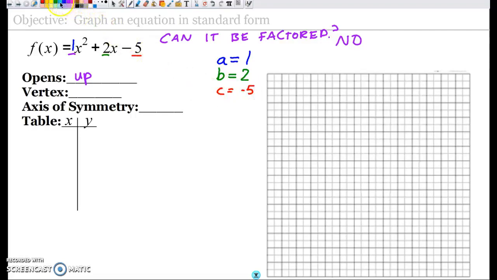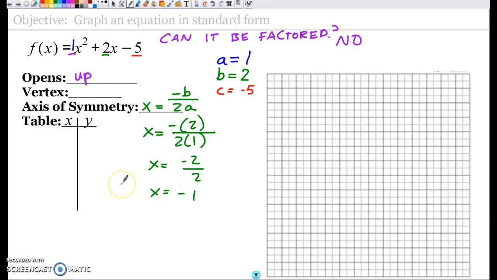To find the axis of symmetry, instead of using the factors, I use this formula: negative b divided by 2 times a. So I have negative b, which is... oops, b is 2, so negative b would be negative 2. Sorry about that, guys. So negative 2, and then 2 times a, which is 1. So I have negative 2 over positive 2, which ends up being negative 1. So x equals negative 1 is my axis of symmetry.